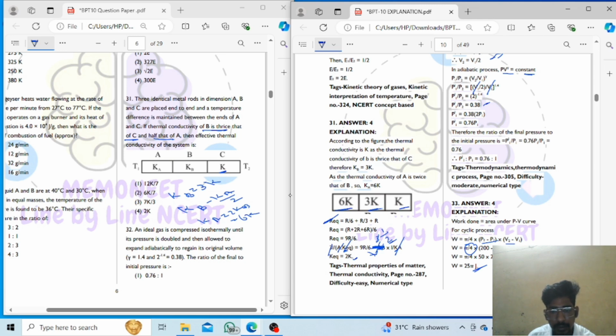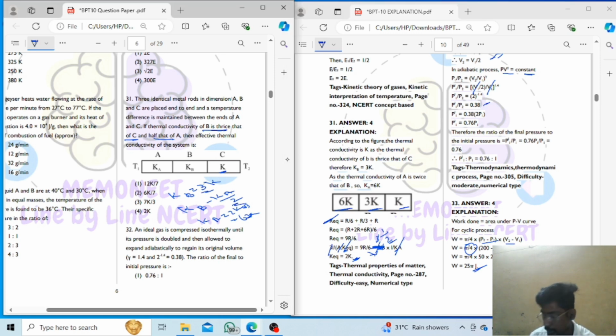This is 9R by 6 into 1 by KA. If we calculate, A and A cancel out, L and L cancel out, and 3 and 9 cancel out. It becomes 3 by 6, which means 1 by 2K, so 1 by K equivalent equals 1 by 2K, that means K equivalent equals 2K. Very simple calculation. Just go through the question thoroughly and write the complete equations, then you get the idea.